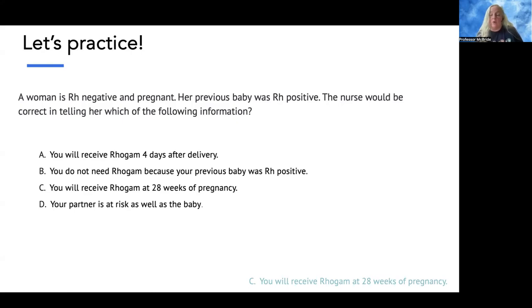And the mother's only thing that happens to her is she builds antibodies. It doesn't harm her. The risk happens to the baby because, again, if the mom's antibodies get on the baby's red blood cells, it destroys the red blood cells and causes significant anemia, hyperbilirubinemia, and jaundice. So that is Rh incompatibility in pregnancy and how it affects the newborn.